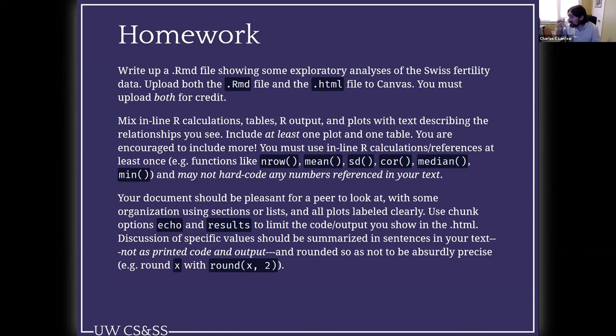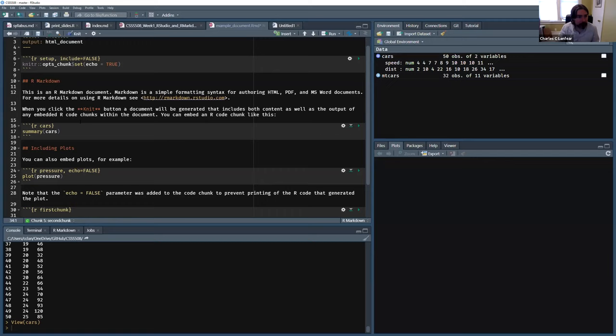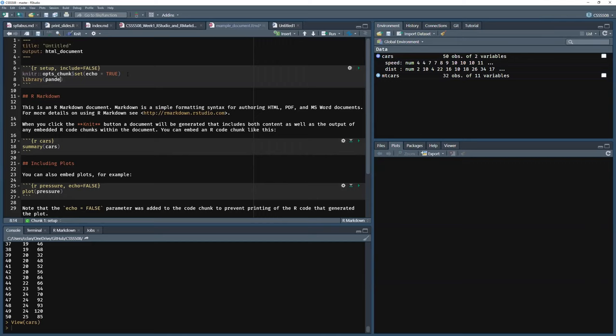I have a quick question. The pander that we just learned, if we get it into an HTML, will it show up? Yeah, I'll show you. You're going to have to make sure to load the library first in your document. The way these documents work is they don't take anything from your global environment. Everything in the document has to be referenced in the document. I'm going to say library pander to load it.